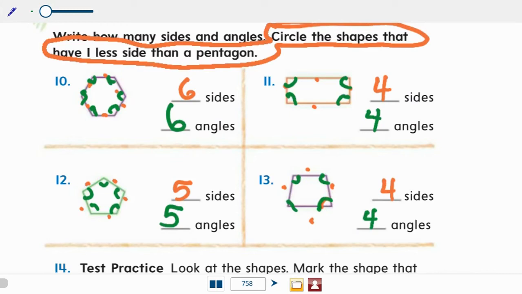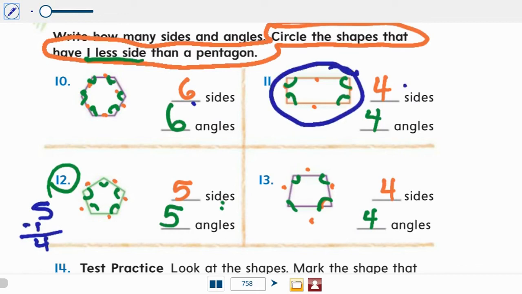Well, like I said, now I need to figure out, wait a second, what was a pentagon? Remember, a pentagon is what number 12 is. All right, number 12 is a five-sided shape. So if I want one less side than a pentagon, which ones have one less? Well, that would mean that I would need to take my five and minus one. So I'm looking for something that has four sides. So is number 10? Well, number 10 had six, so no. All right. Number 11 has four sides. Perfect. So I'm going to circle that shape. Number 12 is a pentagon, so I'm not going to circle that. And number 13 is a four-sided shape, so perfect. We've got two that we're going to circle because they have one less side than our pentagon.